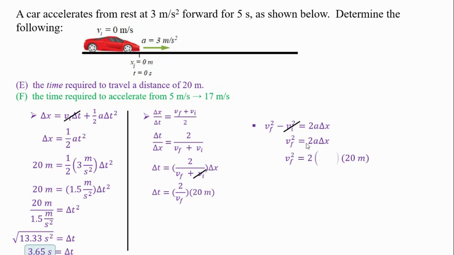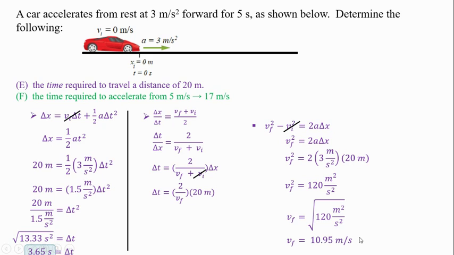Here, it's just plug and chug. Okay, a is 3. Delta x is 20. So if you do all this, you'll get vf squared is equal to 120. But this is vf squared. You need just vf. So to get vf by itself, you take the radical of the left side and also the radical of the right side. The radical of vf squared cancels out with the square term, leaves us with vf. And therefore, the square root of 120 is vf.